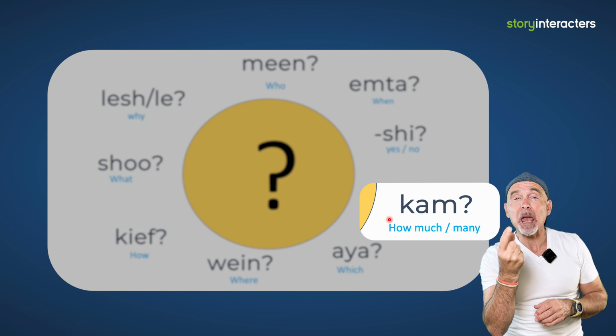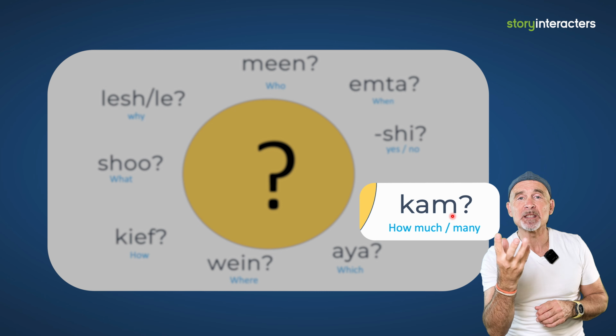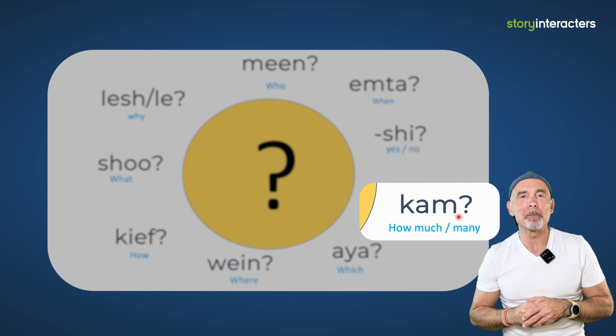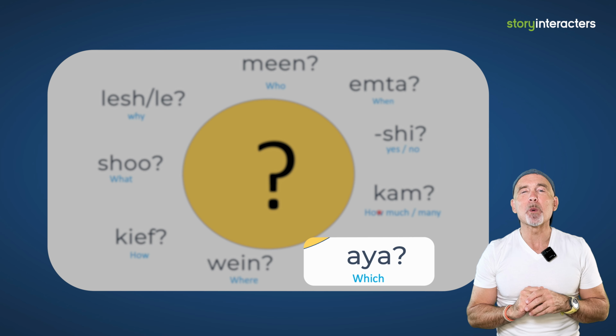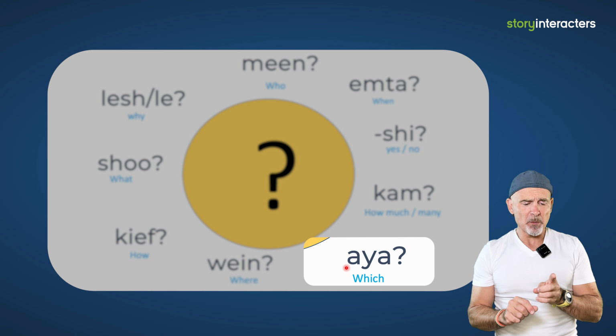How many? Kam. Count on your fingers. And the last one is aye. Which one? Aye. This one or this one?